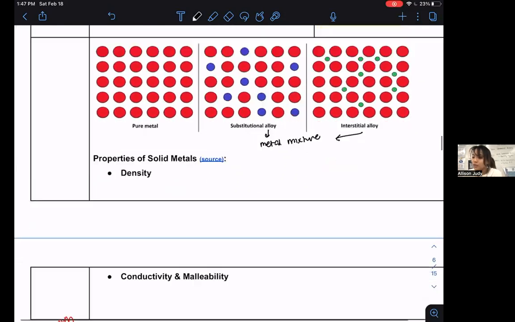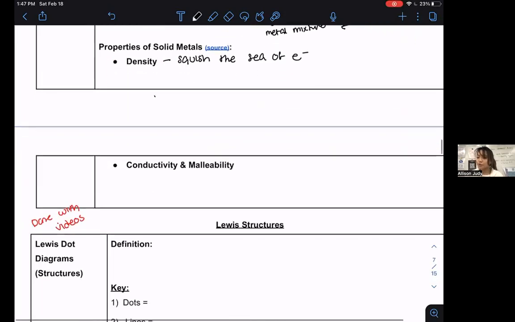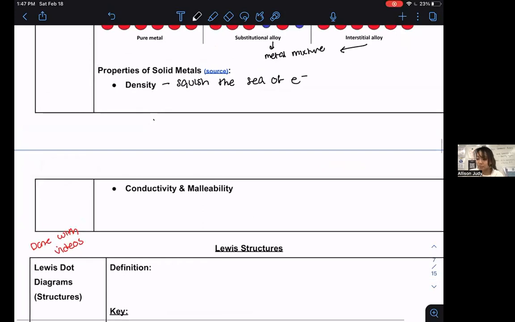Okay. And so as a result, by the way, this explains why metals have certain properties. Why are metals able to be so dense? It's because we can squish the sea of electrons. It's very fluid. Why are metals able to be shaped? Same reason. You can squish the sea of electrons, so that you can create more compact atom to atom interaction.